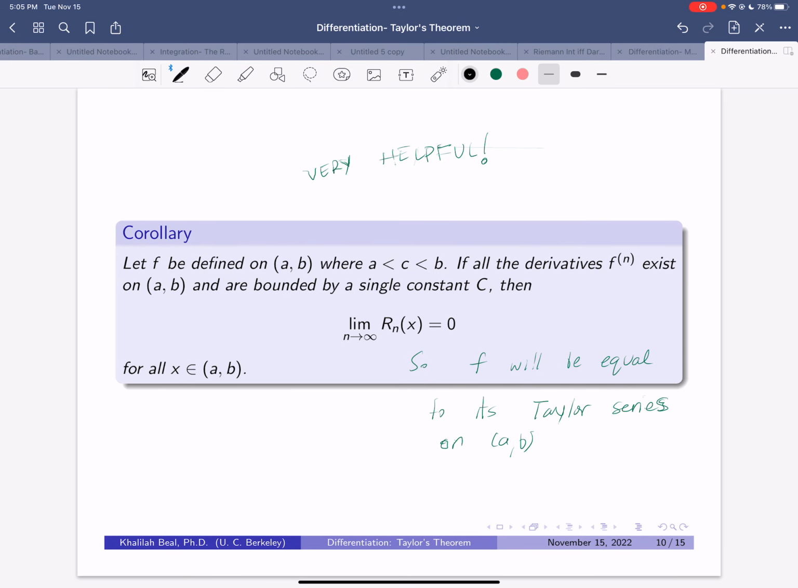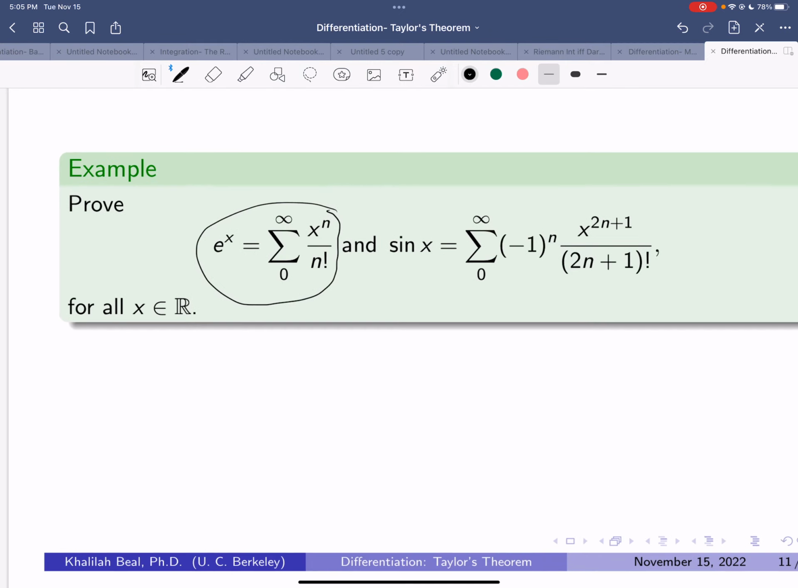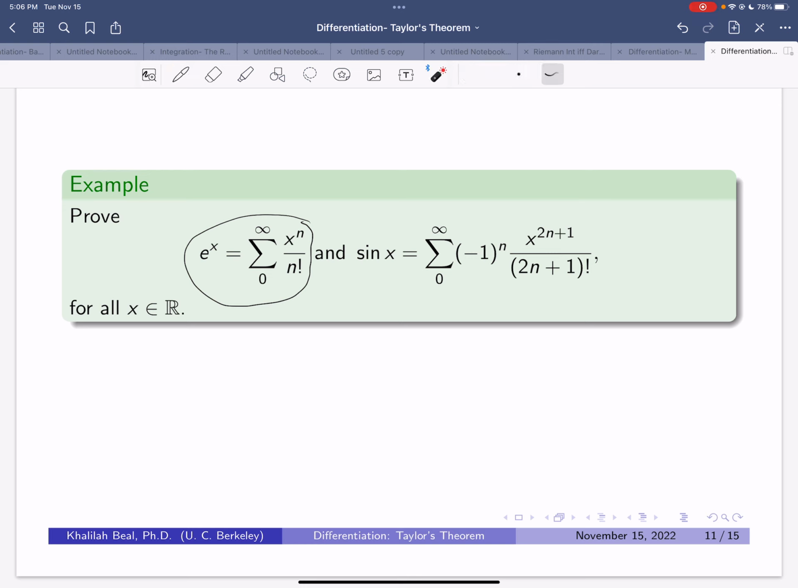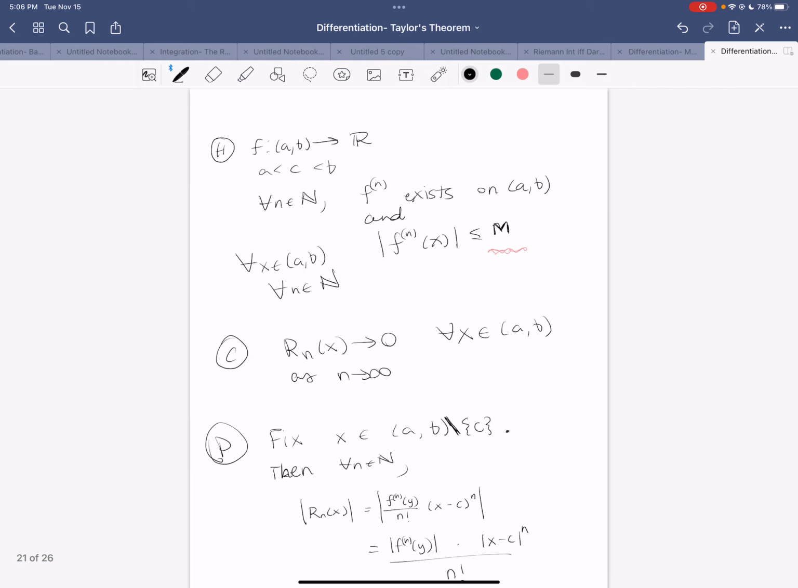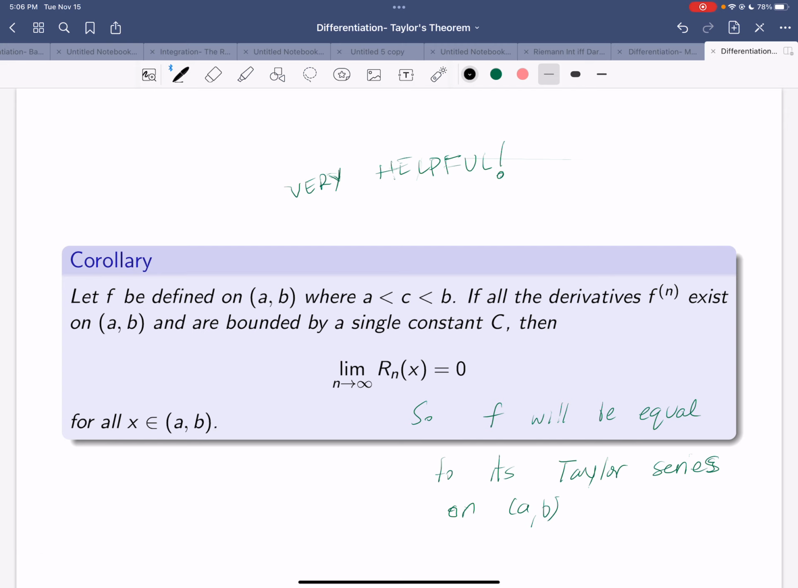So do I have a bound on the derivatives of e to the x? Looking here, my center is 0 because I just have x to the n, right? So that's (x minus 0) to the nth power. So my center is equal to 0, okay? Now, f of x is going to be e to the x, and the nth derivative of e to the x is always equal to e to the x. Now, to use this corollary, what I'm going to do is say if all the derivatives exist and are bounded by a single constant, then this limit is equal to 0 for all x in (a, b).